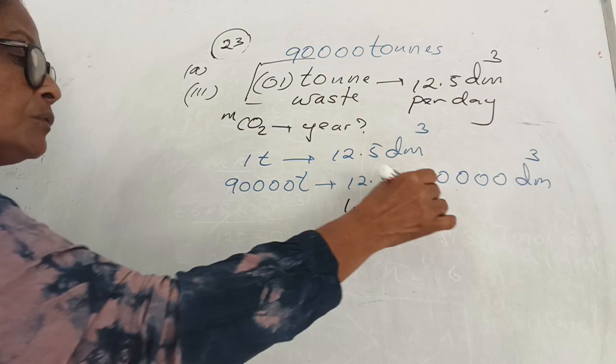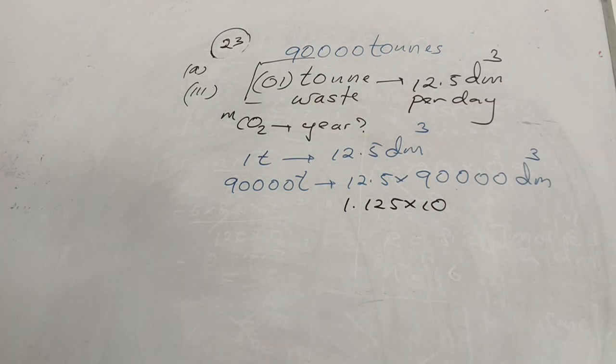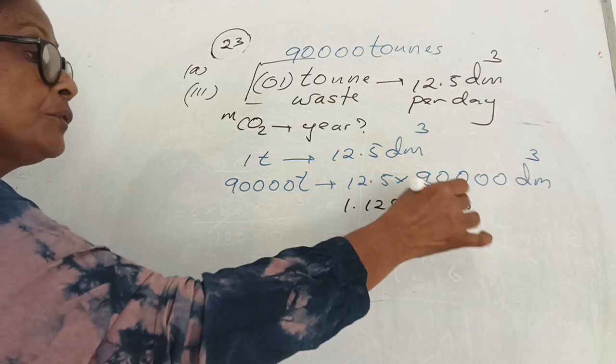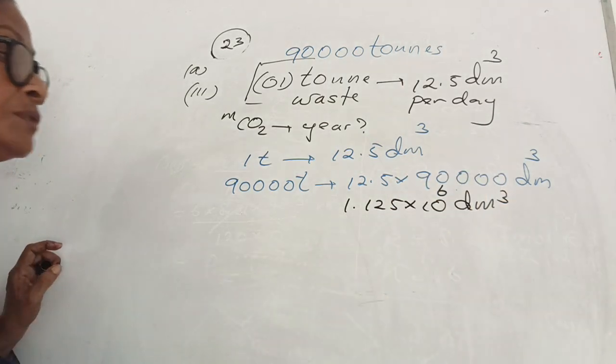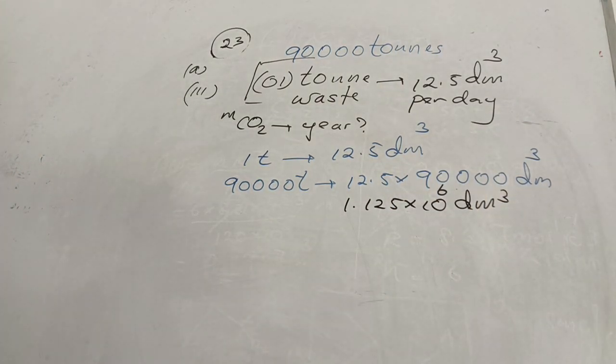1.125 times 10 to the power 6 decimeter cube. I hope you get these digits clearly. This is the volume per day produced by 90,000 tons.